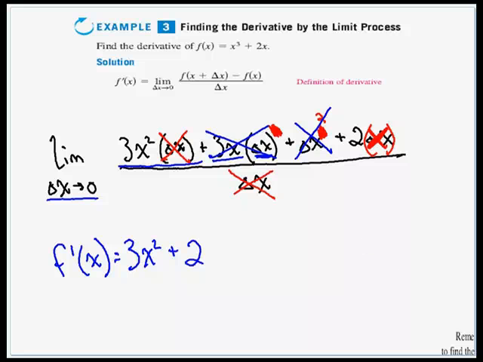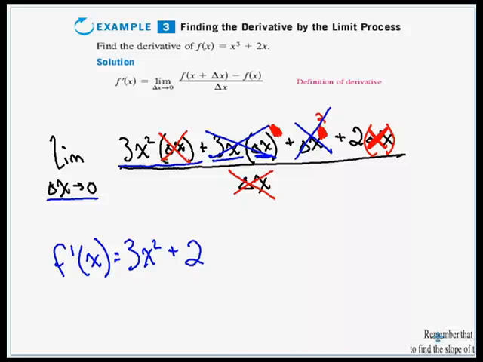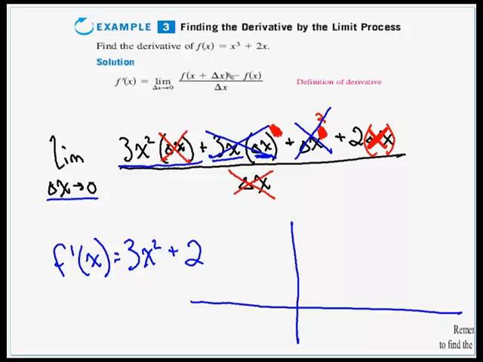Now, I want to say it again. Remember, the derivative of a function is also a function, and it's used to find the slope of the tangent line at any point on the graph. So, well, this isn't going to be real precise, but here's an xy axis. Our original function, x to the third plus 2x. The x to the third tells me it's going to open up to the right, down to the left. The plus 2x is going to move everything up steeper, faster. So this graph roughly is going to look like this.